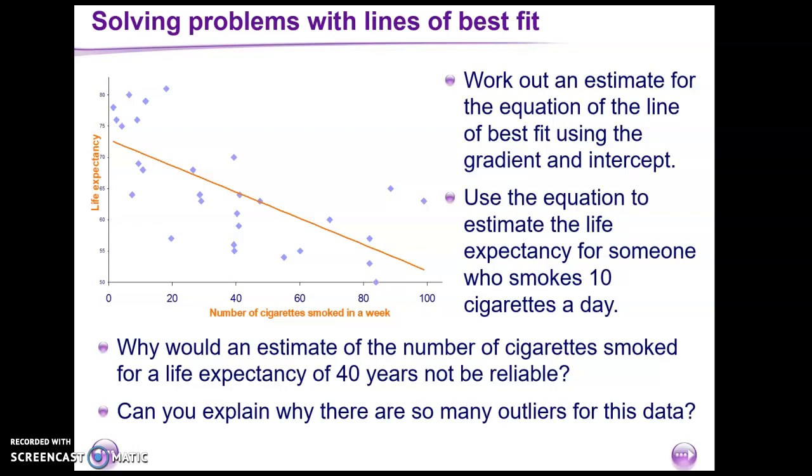So why are there so many outliers? Obviously, it's other health conditions that would cause people to have a different life expectancy. So it's not just the smoking of cigarettes, and we would need to know about other lifestyle things had by this person. There could be other factors in whether they have a long life or a short life.